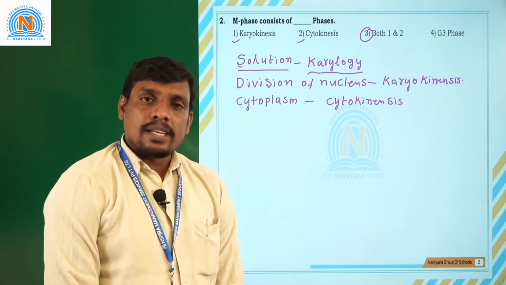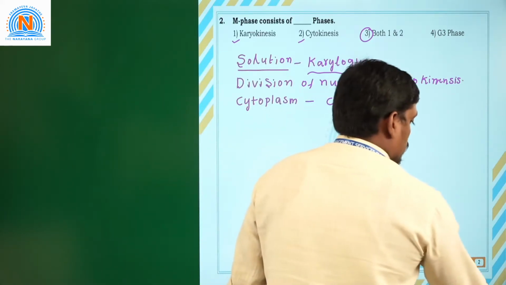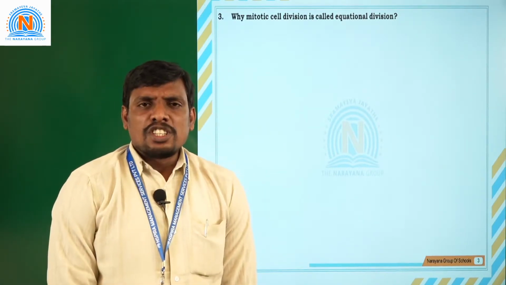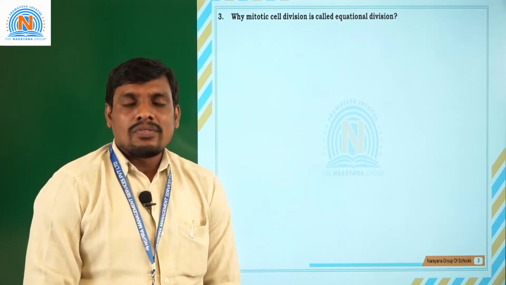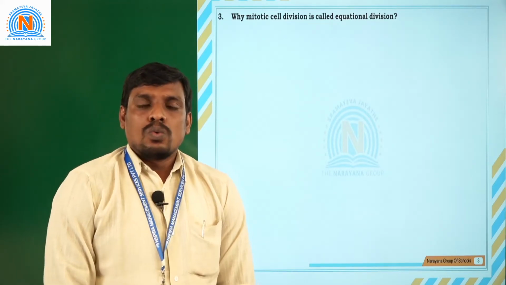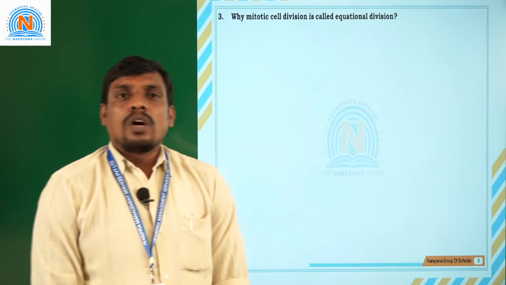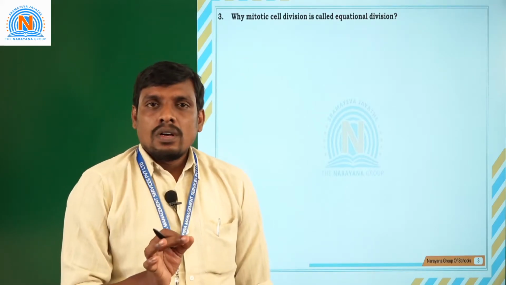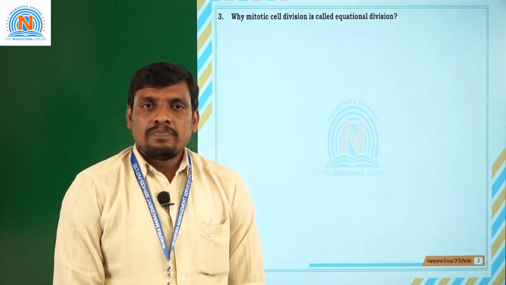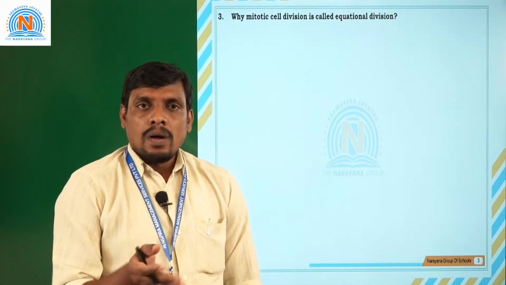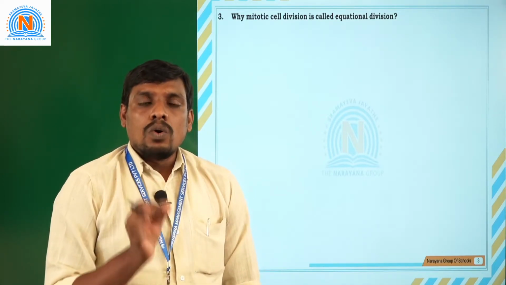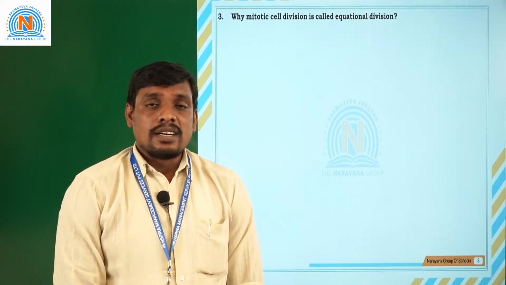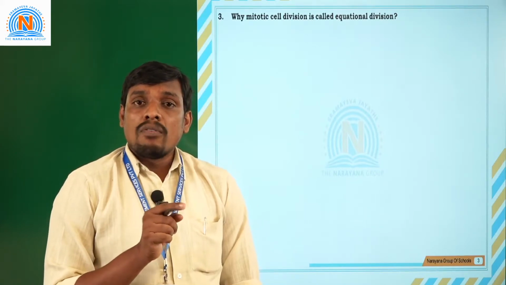Students, moving on to the next question. Let us see the third question. Why is mitotic cell division called equational cell division? What is the reason it is called so? You know that during mitotic cell division, the parent cell and the daughter cells have an equal number of chromosomes. Hence, it is considered an equational type of cell division.